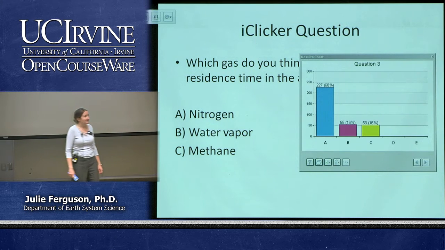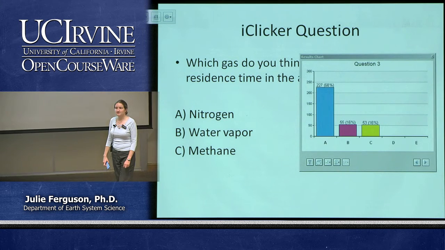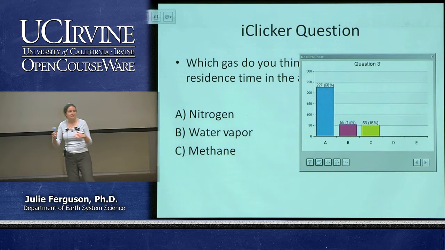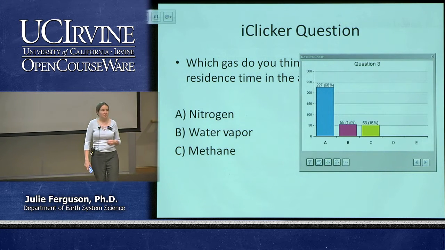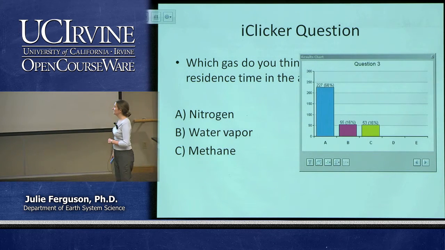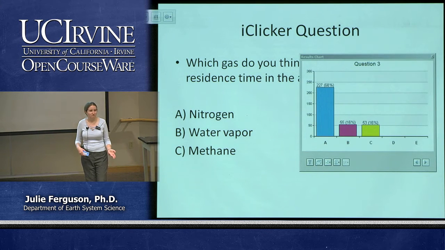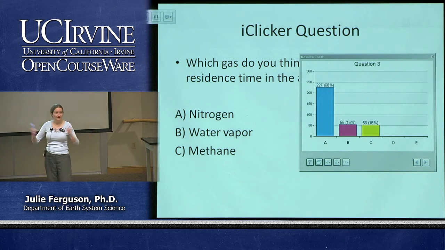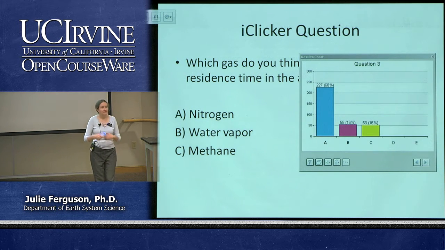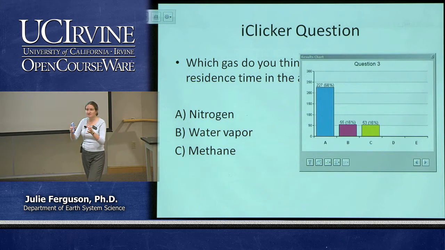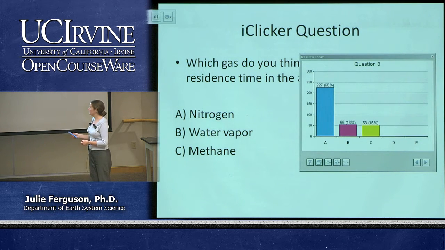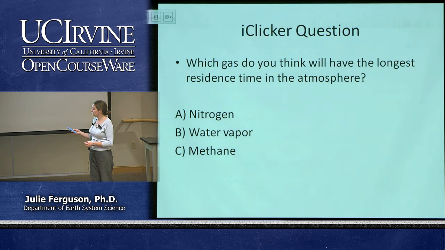Nitrogen, and you would be right, because remember our formula. Our residence time is equal to the amount in the reservoir divided by the fluxes, the sources or the sinks. How much nitrogen is there in the atmosphere? A lot, okay? 70%, in fact. And how much is going in and out each year? Very little. So we're dividing a big number by a really tiny number, and so we're going to get a really long residence time. Whereas water and methane have much shorter residence times because there's less in there to begin with, and also they have larger sources and sinks each year. Okay? So work through the math if that makes no sense to you.